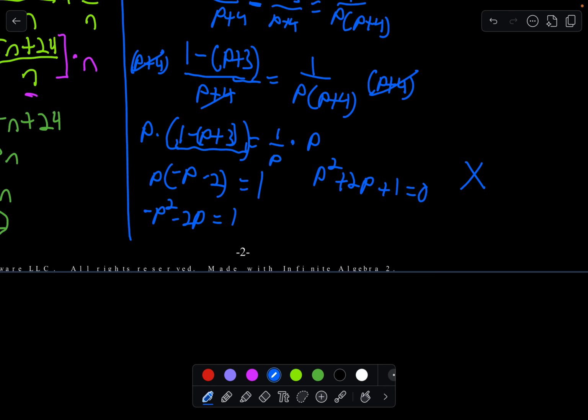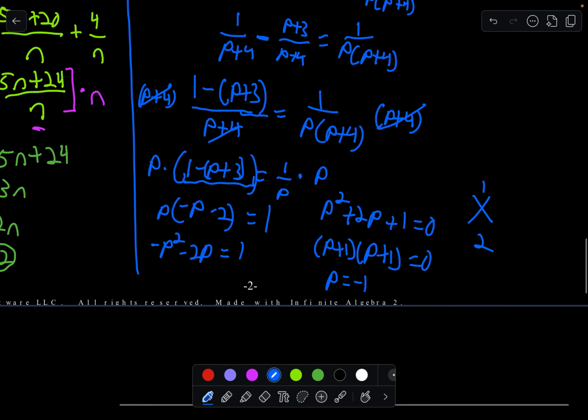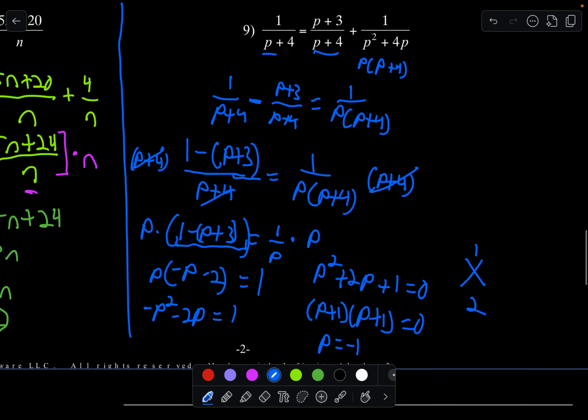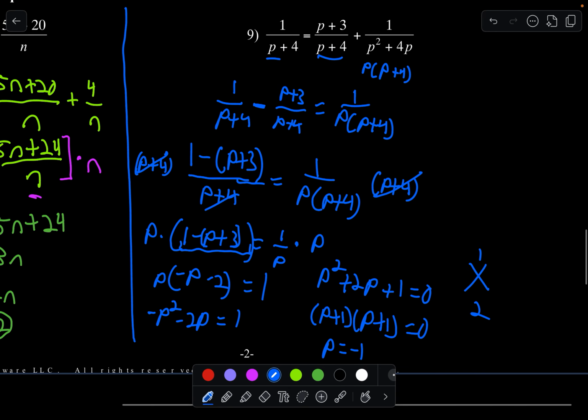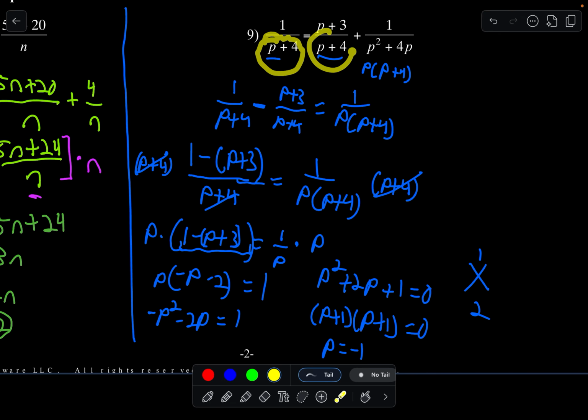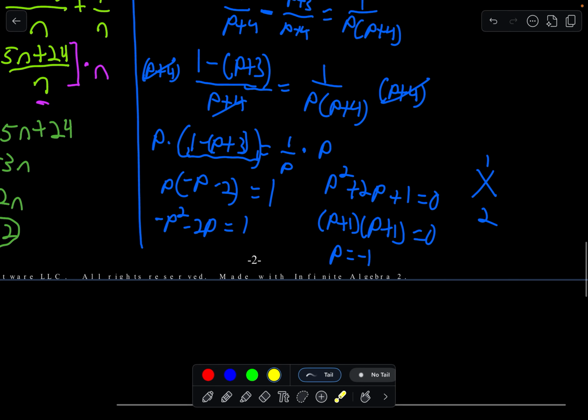Factoring, looking for product sums, what multiplies to 1 adds to 2, what would be p plus 1 equal to 0. It looks like p equals -1 is the solution. Now we have to be careful. Go back to our original problem. Does -1 make any of the denominators up here, any of these, or this, which are basically the LCD, equal to 0? And it doesn't, so that's the solution.